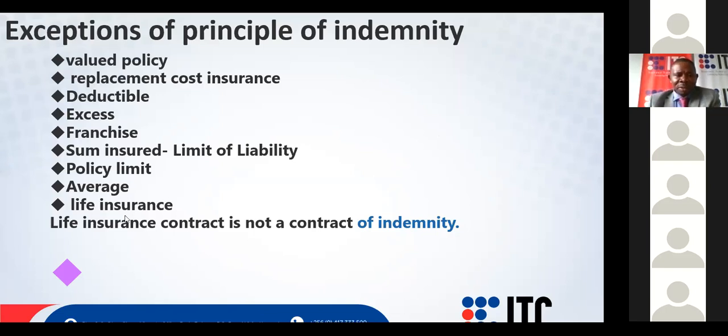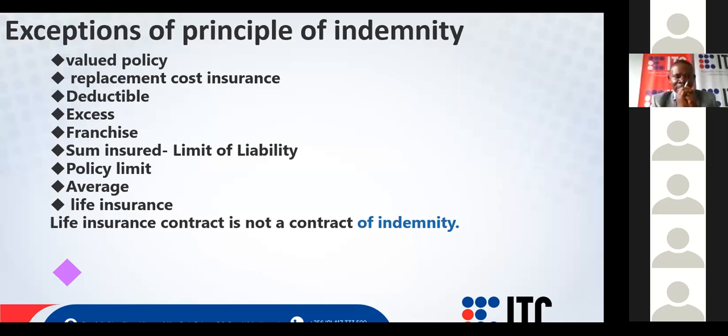Then other limitations are the sums insured. As for the sum insured, if the client has said my cover is for only 10 million and it suffers 20 million, because you subject yourself to the limit, we shall only pay you 10 million, we cannot pay you more than 10 million.